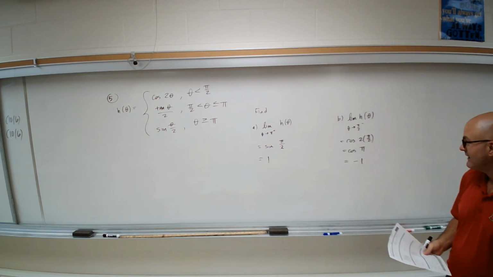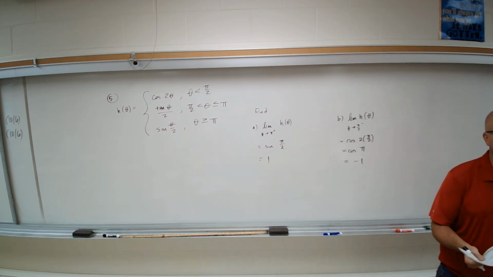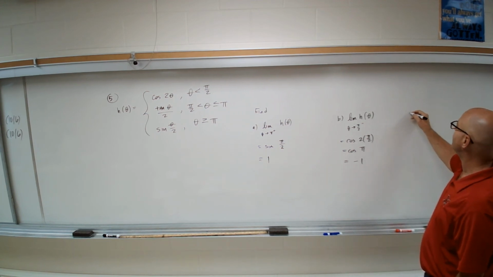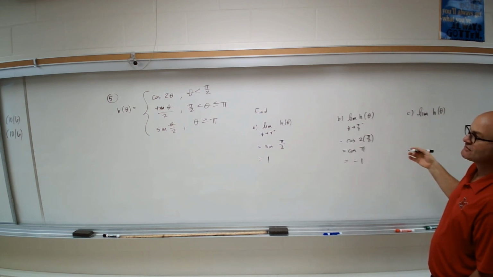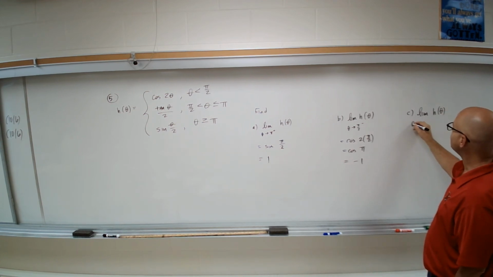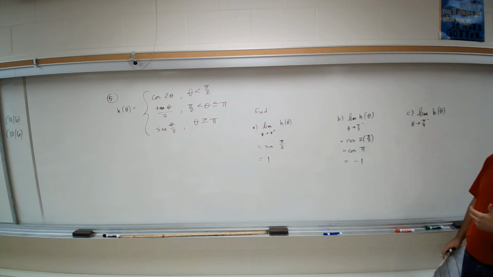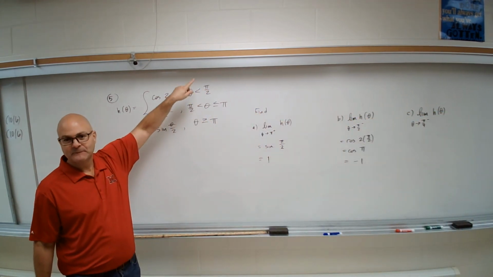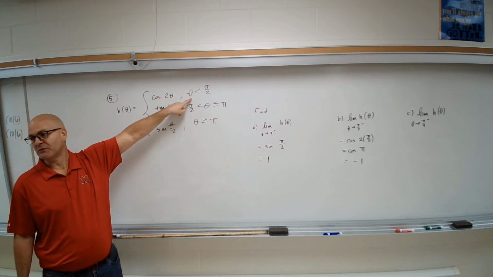Do be careful. Say that you have this problem and you're asked to find the limit of h of theta. This is not C on your worksheet, this is just a bonus fun problem. As theta approaches pi over 4 from the left. This could have a tendency to confuse some people. But with this, is pi over 4 any of our dividing lines? No, but which interval would it fall into? It would be the first one, correct?